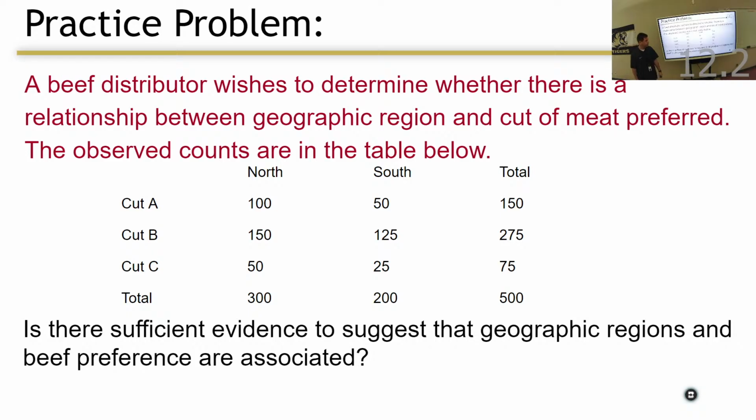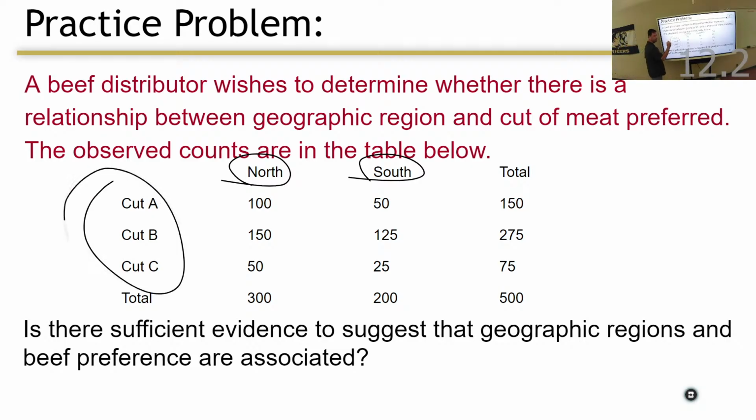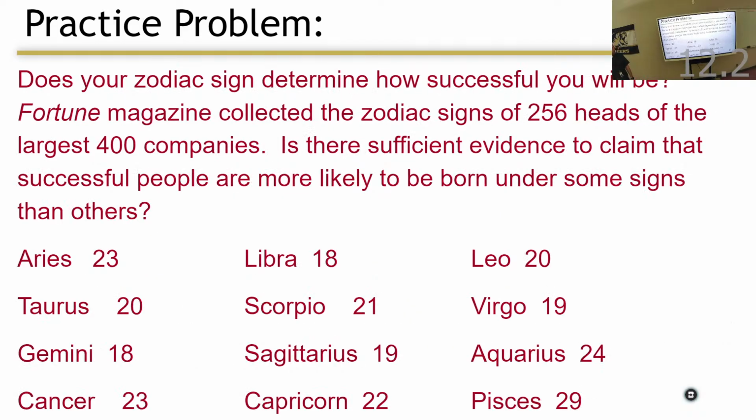Say again? Where do you live, north or south? We're asking one person, where do you live and what type of meat do you like? I'm trying to see if there's a relationship between cut of meat and where you live. It didn't do the greatest of saying each person was asked.